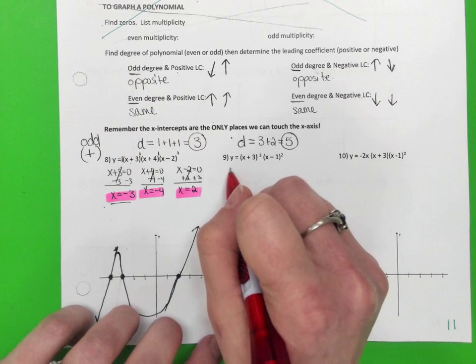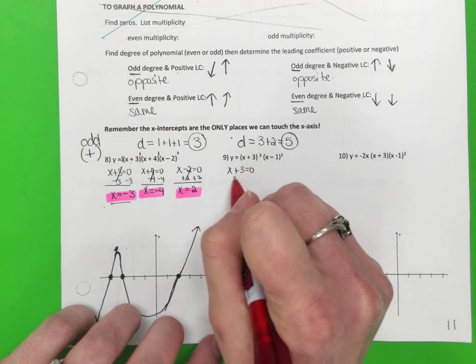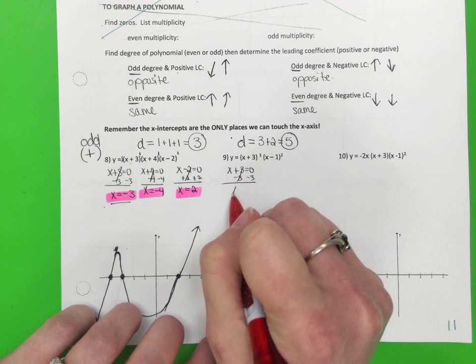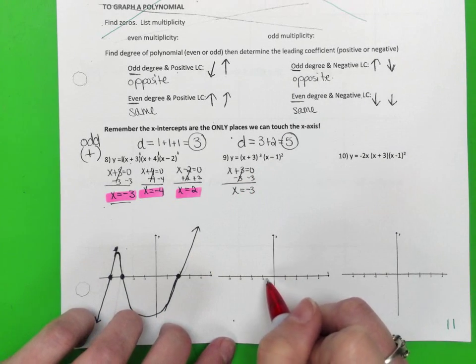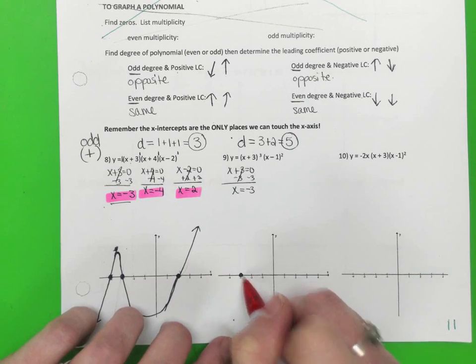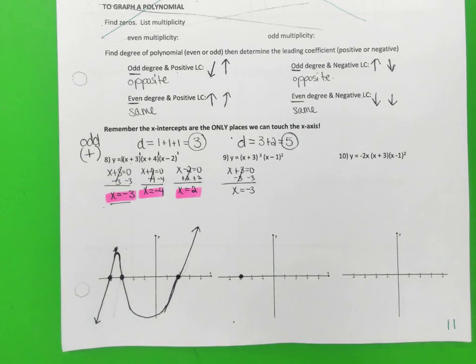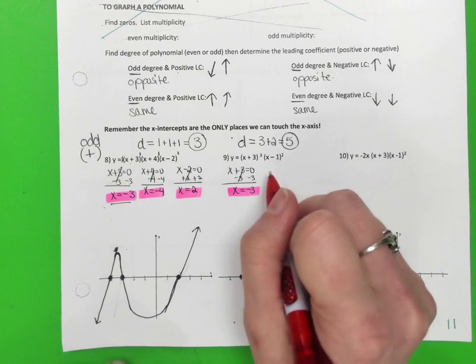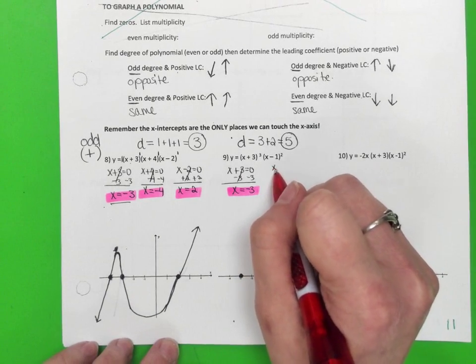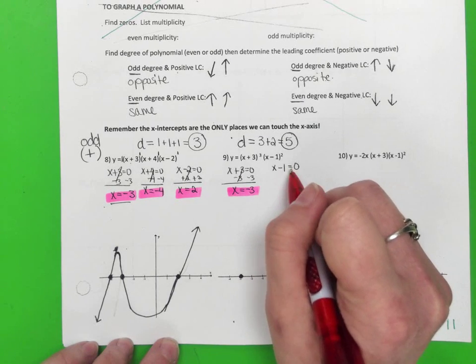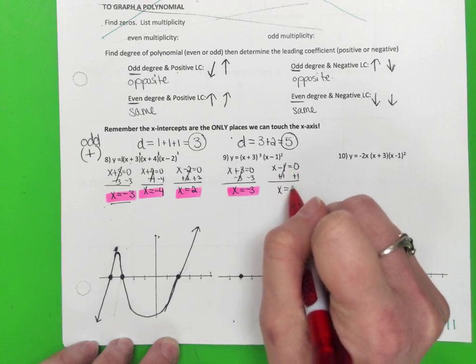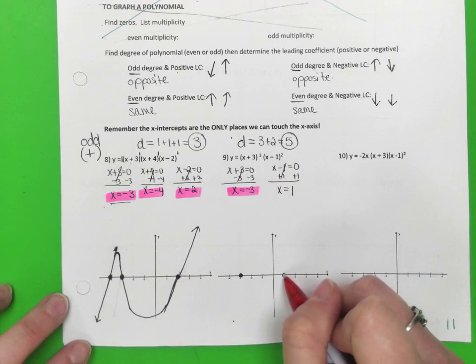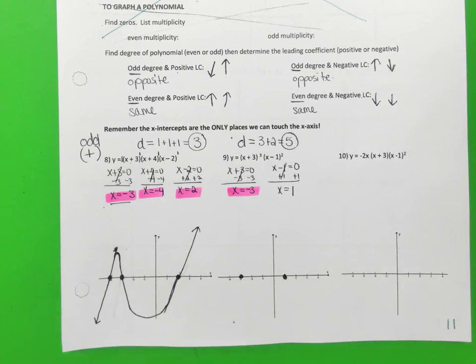Alright, so here we go. X plus 3 equals 0. Subtract the 3. So x equals -3. And let's put that on our graph. -3, put a dot. Okay? You don't have to highlight them if you don't want to. I'm just highlighting them so y'all can see them. So let's do the second one. X minus 1 equals 0. Add the 1. And x equals 1. Okay? So find 1 and put a dot.